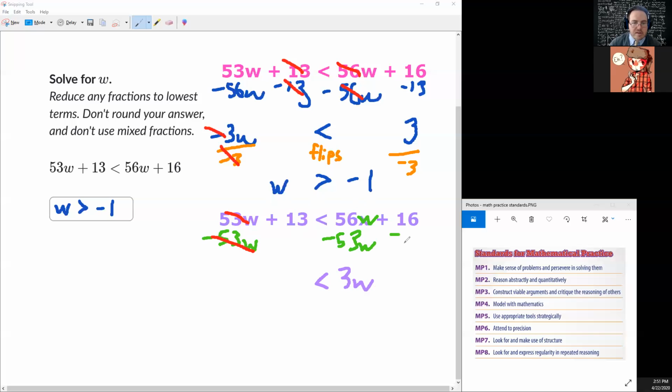And then I could subtract 16 from both sides to get this to cancel out. 13 minus 16 would be negative 3. So now negative 3 is less than 3W. So when I divide by 3 on both sides, I'm not dividing by a negative, so the symbol is not going to flip. I'm answering chat. It's just a pattern that mathematicians notice always works.